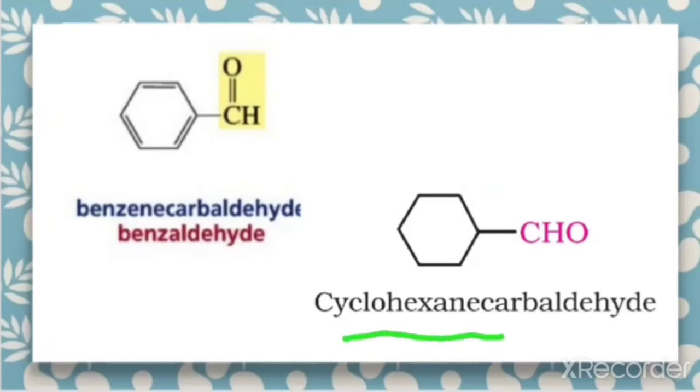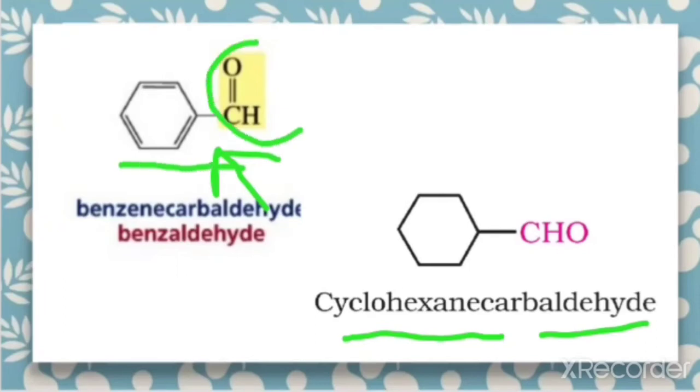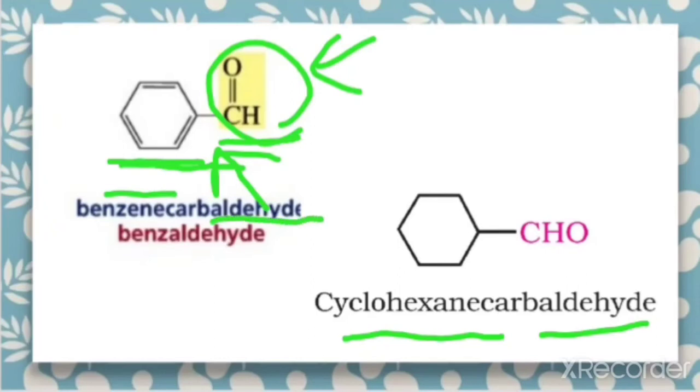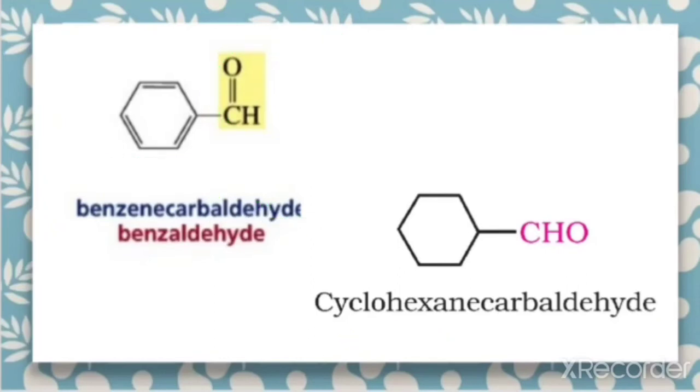That is just by naming the cyclic part, and then we'll be using the word carbaldehyde. So the name of this compound is cyclohexane carbaldehyde. The same type of naming is applicable for this also. Here this one is benzene and this one is an aldehyde group. So that is the cyclic part and the aldehyde group. So we'll be using the name for the cyclic compound, that is benzene, and for aldehyde, carbaldehyde. So in short, we'll be using the word benzaldehyde for this.